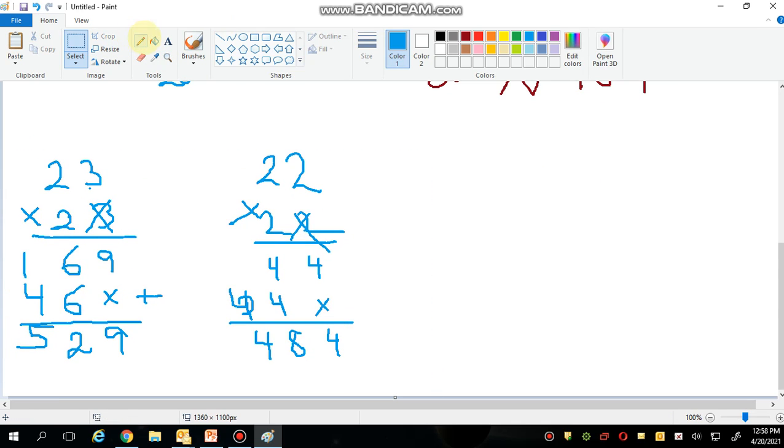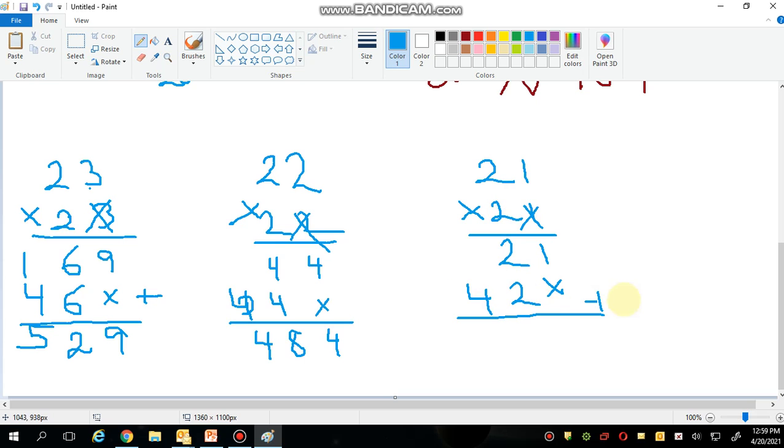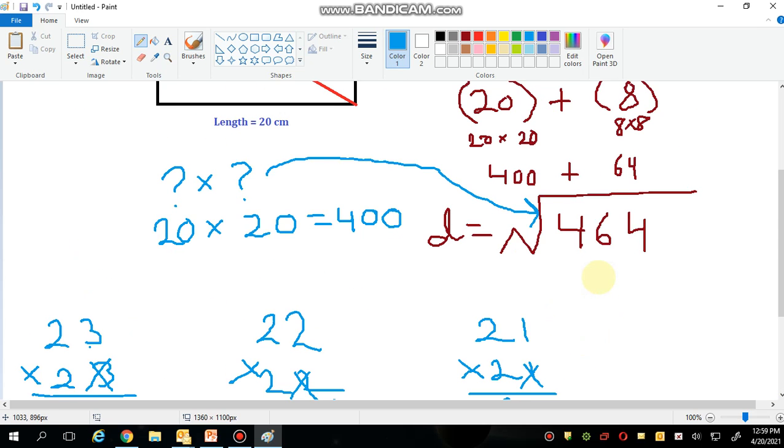And that means there's only one option left. Let's try 21. That's got to work. Let's do 21 multiplied by 21. 1 times 1 is 1, 1 times 2 is 2. X. 2 times 1 is 2, and 2 times 2 is 4. Add them up, and we're going to get 1, 4, and 4. 441 is pretty close to 464, and that's it, guys.